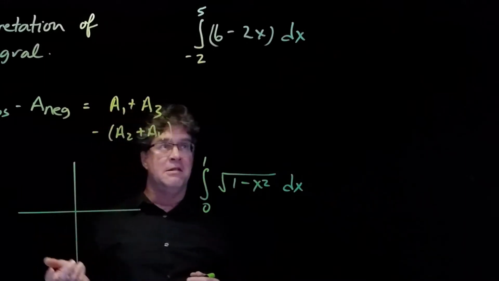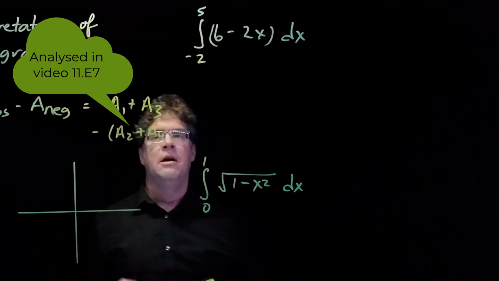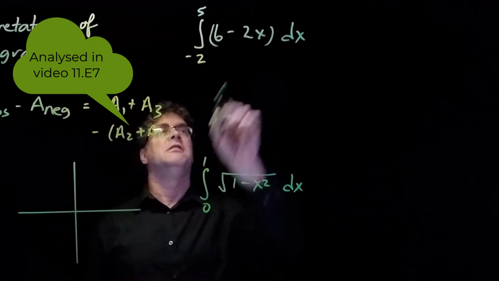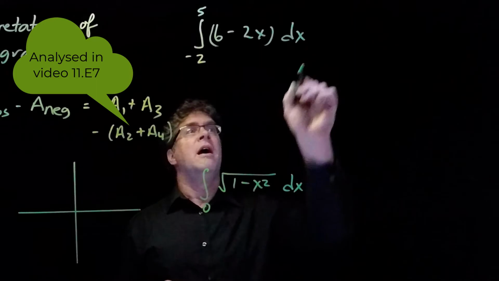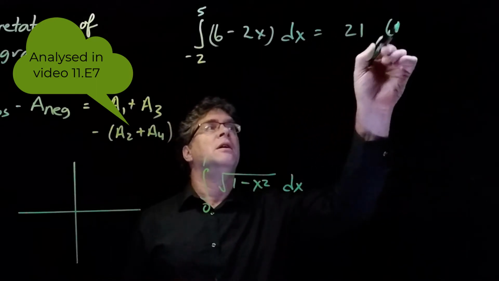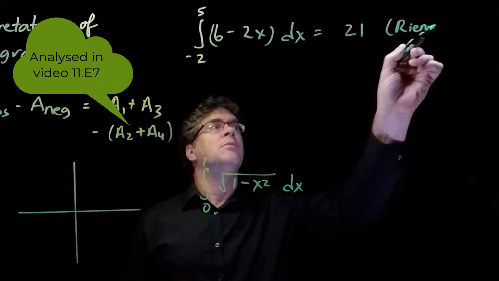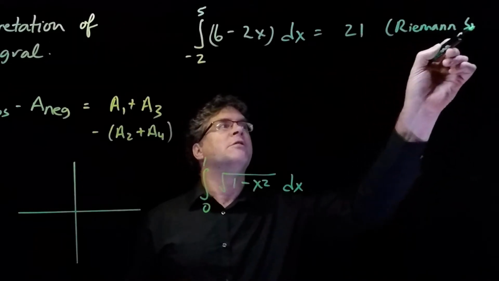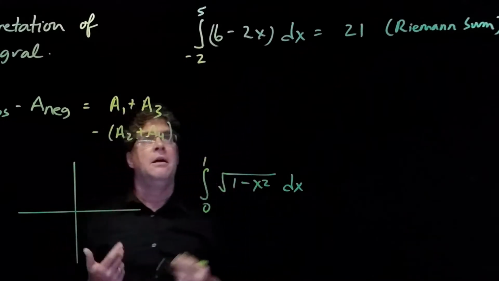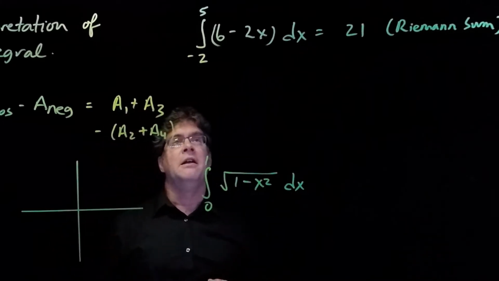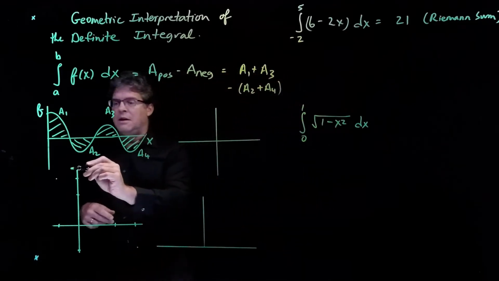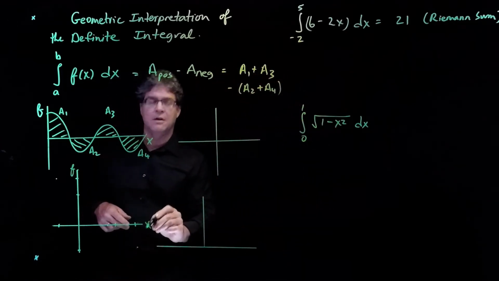The first is our recent example of the definite integral of this line, 6 minus 2x. And we calculated that the other day to be 21 using a Riemann sum approach. And remember, that was quite a long calculation. Let's look at it another way. Let's think about drawing this line on a graph. And we'll put f right here, and we'll put x here.